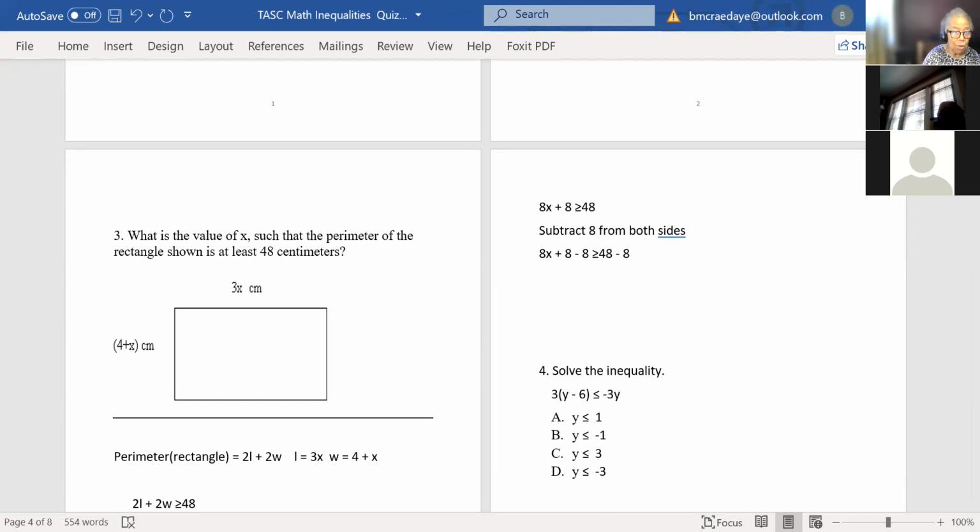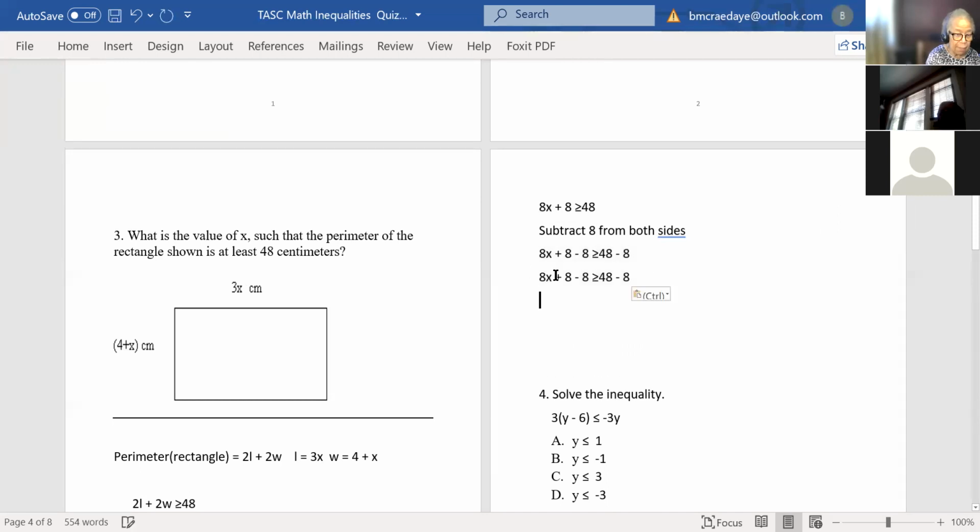Okay, so what do I have on the left? Plus 8 minus 8 is 0, right? So let's copy 8x. That would just be 8x left, right, Vanessa? Yes, 8x plus 0. So we just put 8x. And what's 48 minus 8? 40. Okay, so you see the answer, right?